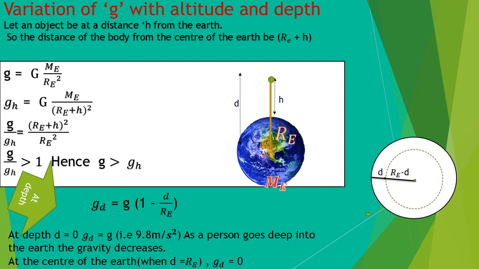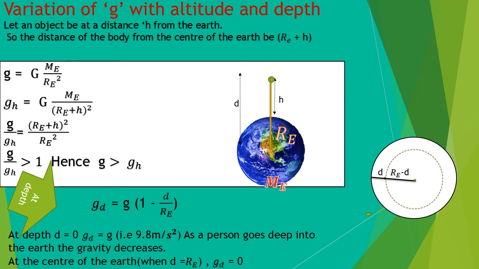So as the distance goes on increasing, the gravity will decrease. Now let us try to form some equations and understand it more clearly. So gravity on earth, g, is equal to GMe by Re square. Then what is the gravity at a height, gh? It is G into Me by (Re plus h) the whole square. There we are adding the distance of the object to the center of the earth.